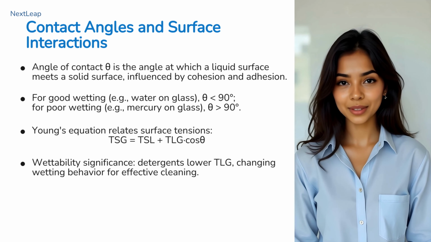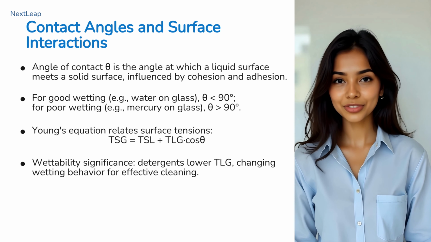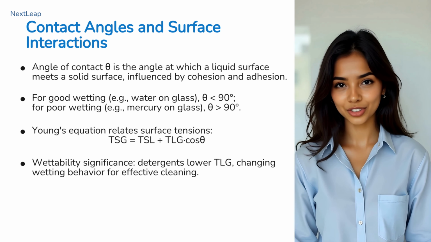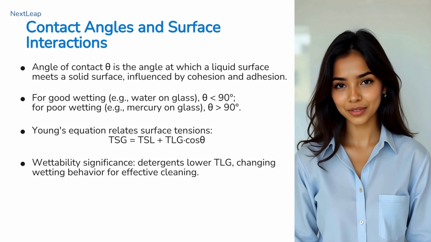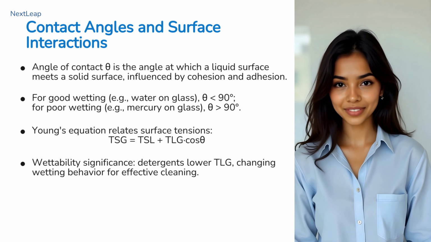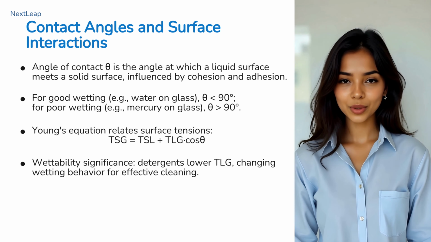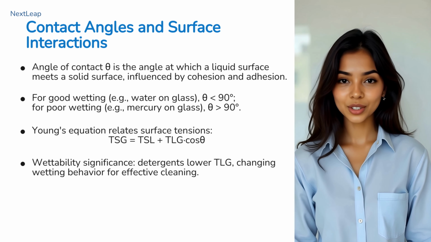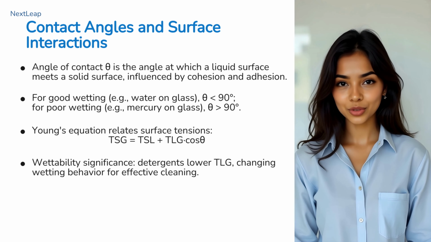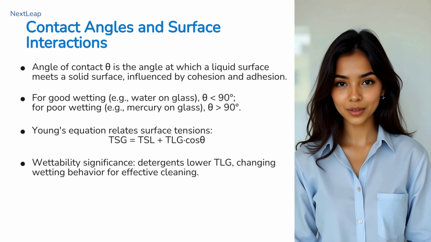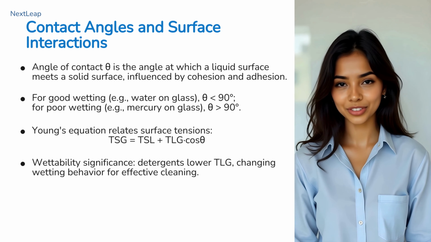Now, what happens when a liquid meets a solid surface? Think of water trying to stick to glass or mercury refusing the same. This interaction is measured by something called the angle of contact, theta, which is the angle formed where the liquid surface touches the solid. It depends on two forces, cohesion between liquid molecules and adhesion between liquid and solid molecules.